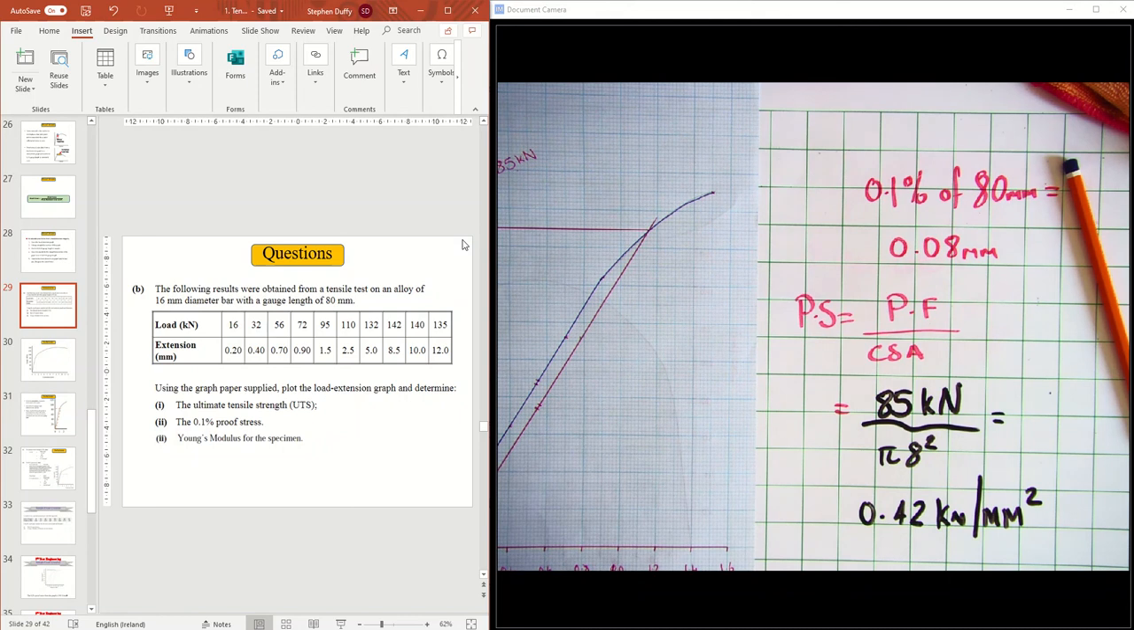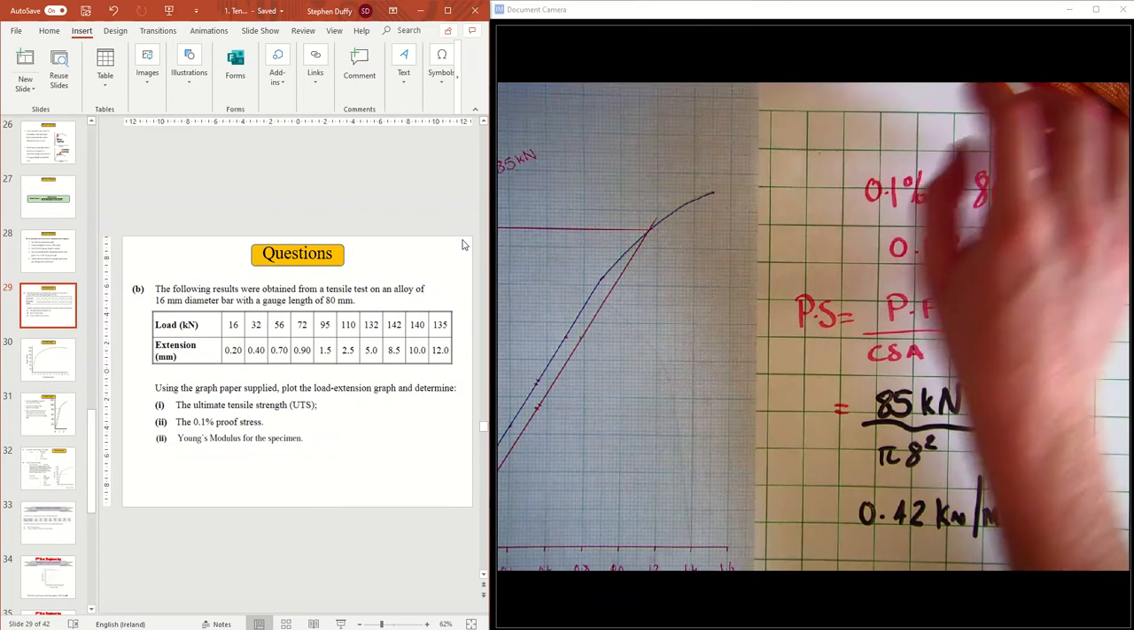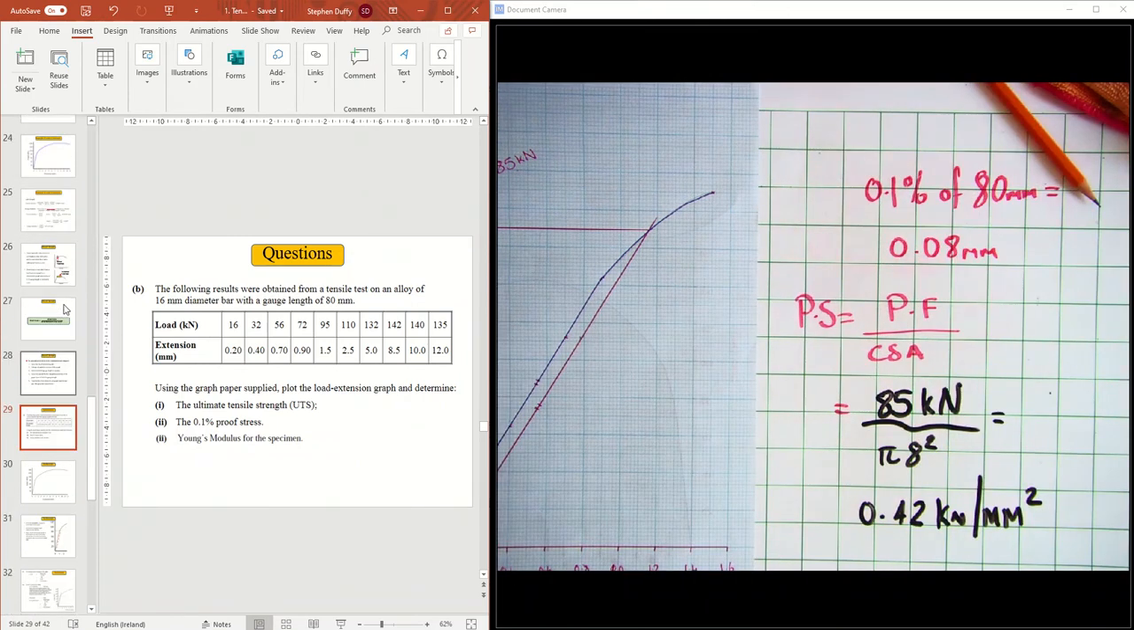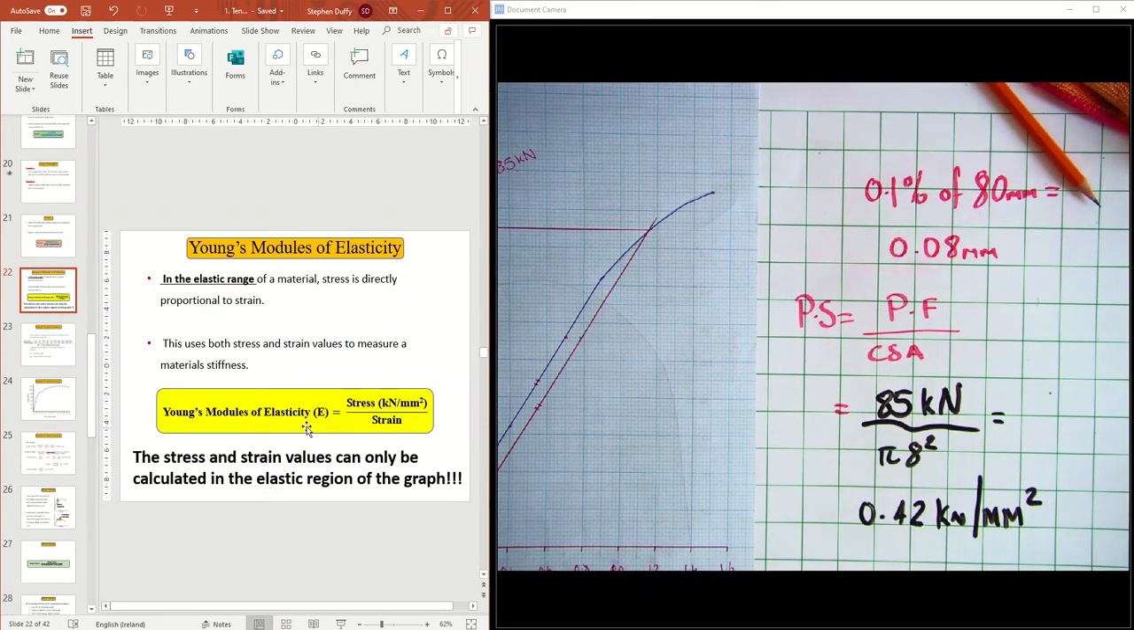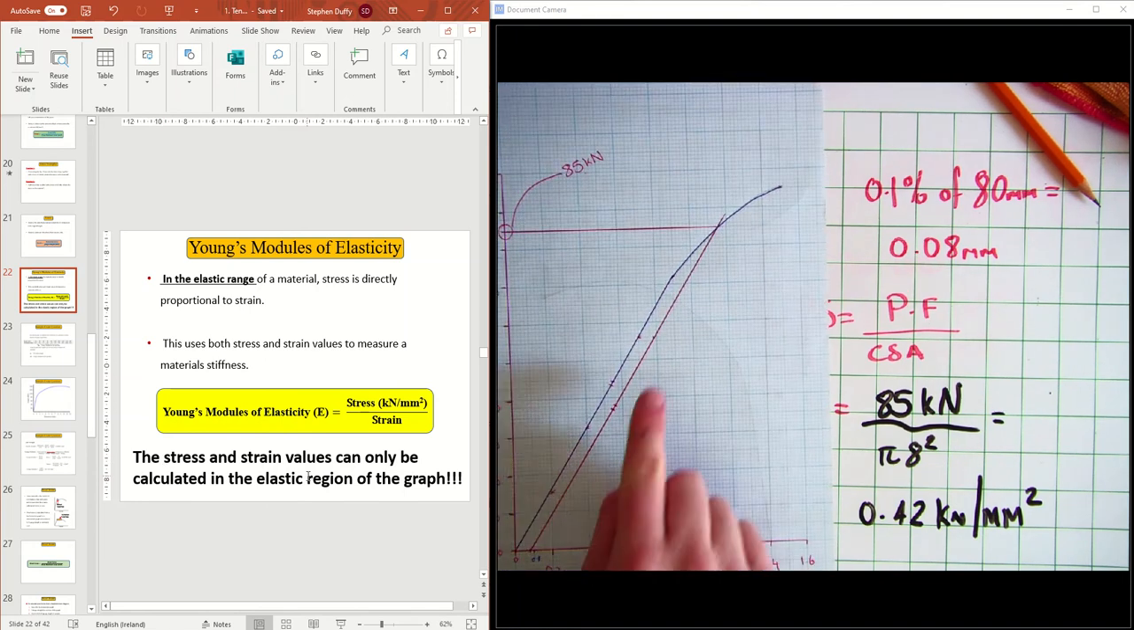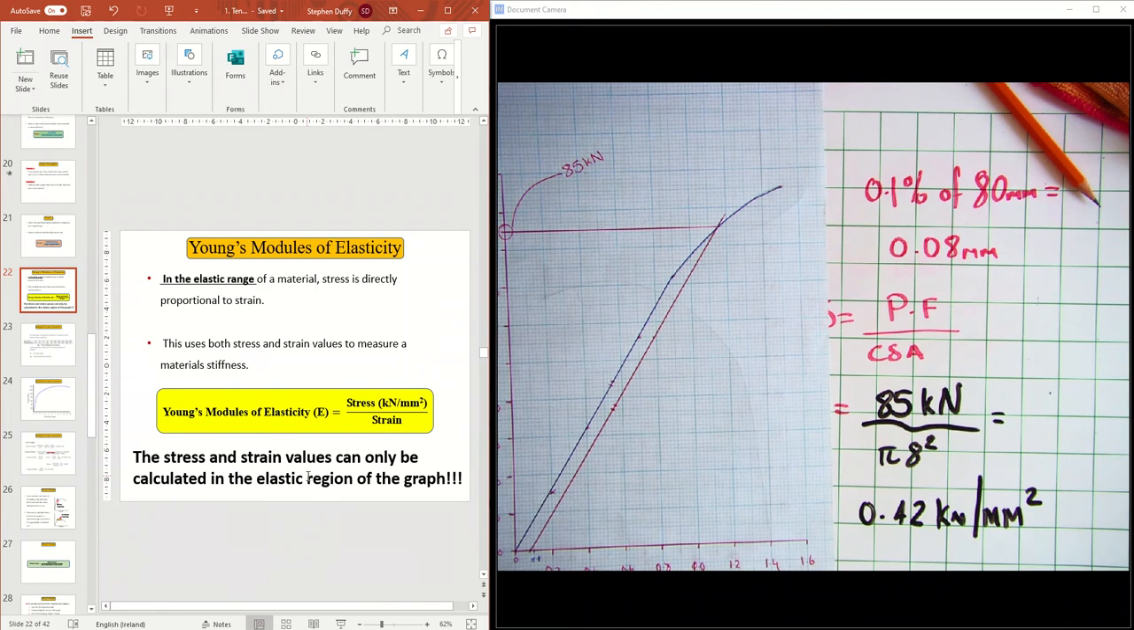So finally then, the last part we're looking at is calculating the Young's modulus for the specimen. What did we say the Young's modulus was? So go back up here. We said that in the elastic range of a material, stress is directly proportional to the strain. So Young's modulus is the stress divided by the strain. Please note that the stress and strain values for the Young's modulus can only be calculated in the elastic region of the graph, hence the straight line part of your graph.